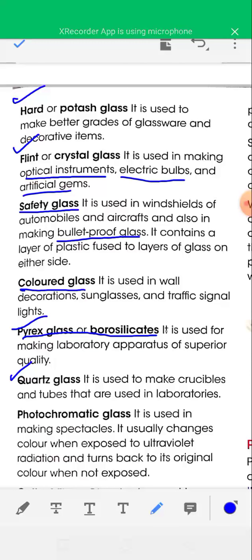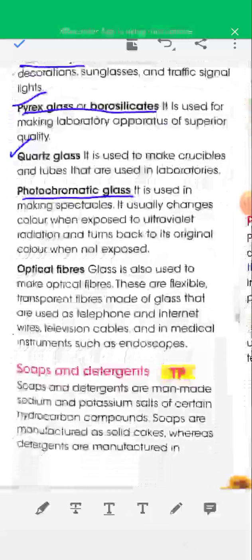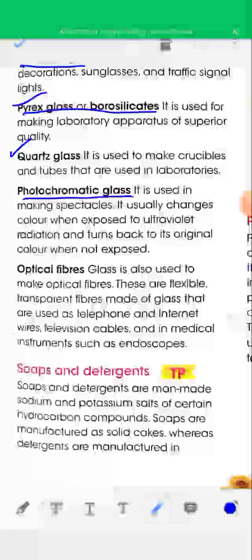Next, photochromatic glass. Photochromatic glass is used in making spectacles. It usually changes color when exposed to ultraviolet radiation and turns back to its original color when not exposed to ultraviolet radiation.